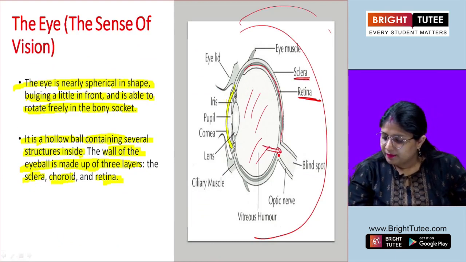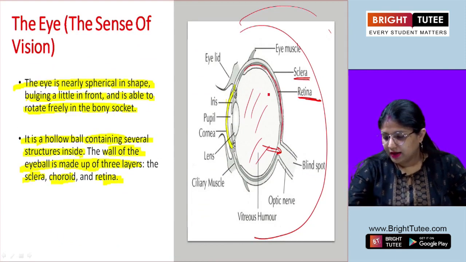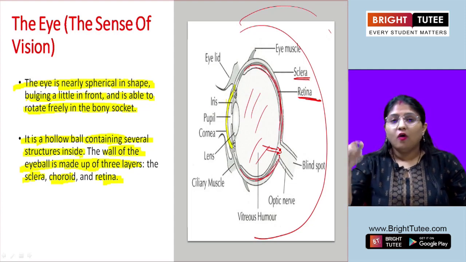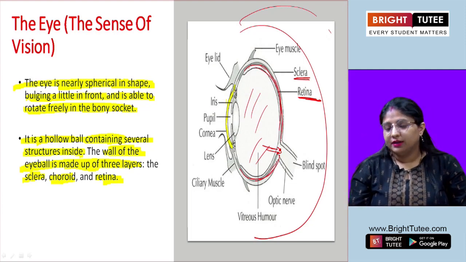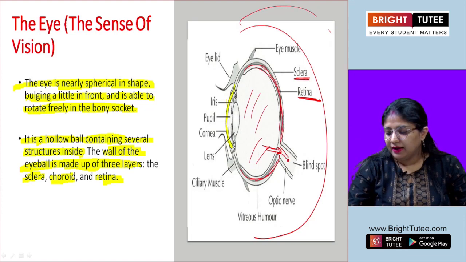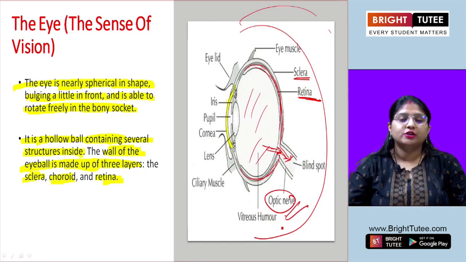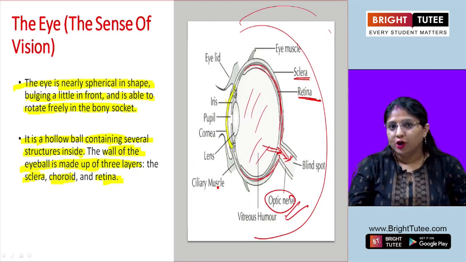This part is the blind spot. So the whole retina, all the nerve sensory cells of the retina, all the nerves which are associated with the retina, they come back and they bundle up here to form the optic nerve, right? This optic nerve is the one which takes the impulses from the eye to the brain.